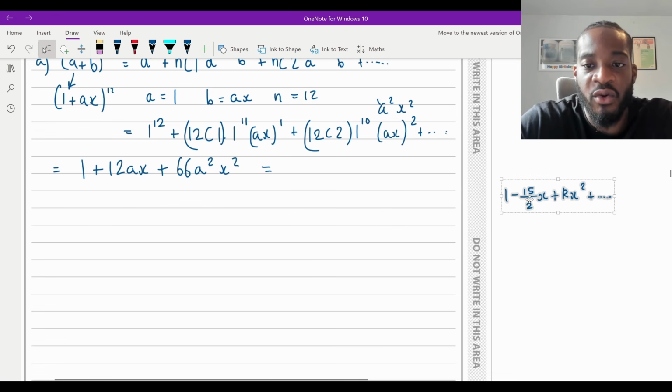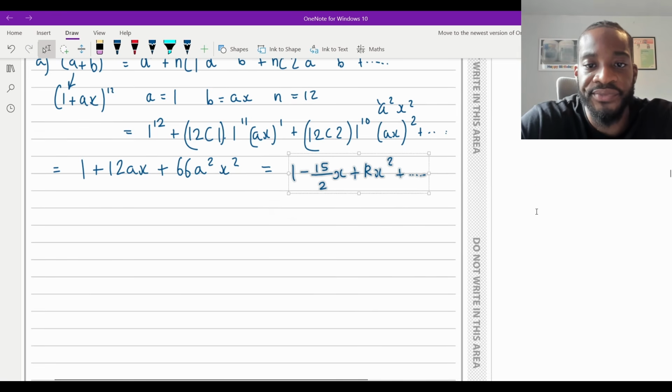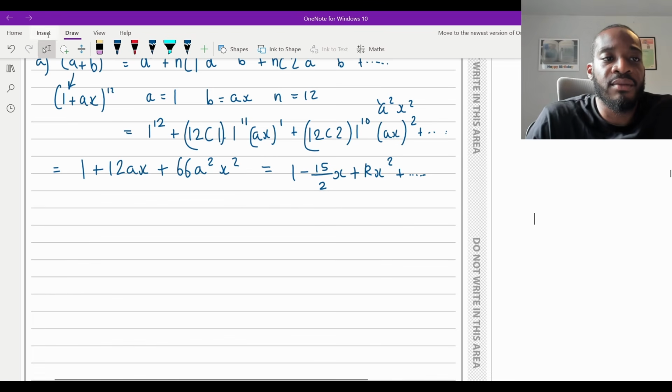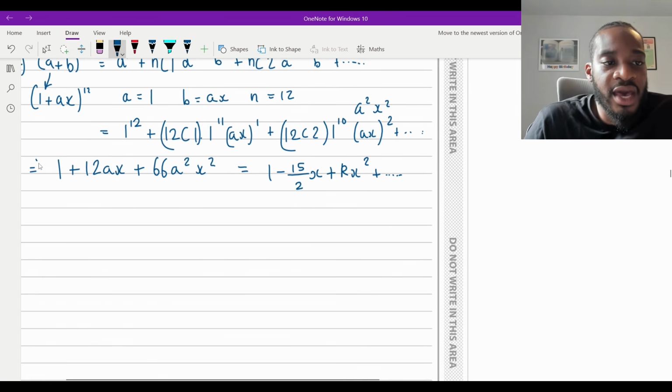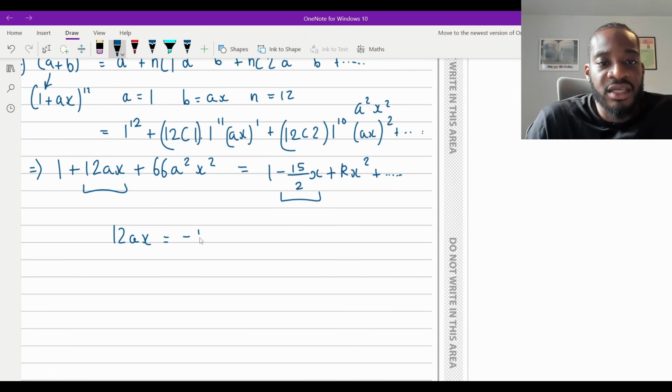Now remember, we're trying to find out what a and k is, so we just need to equate coefficients, don't we? Okay, so equating coefficients now. Well, for a, if I look at the a term there and there, I can say that 12ax is going to equal minus 15 over 2x, isn't it? So that means that the coefficient 12a must equal the coefficient minus 15 over 2.